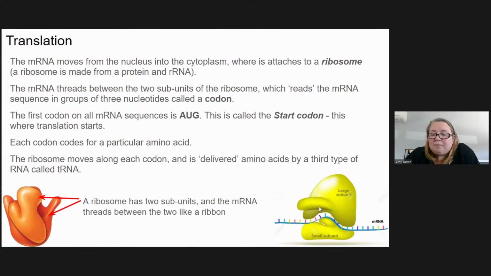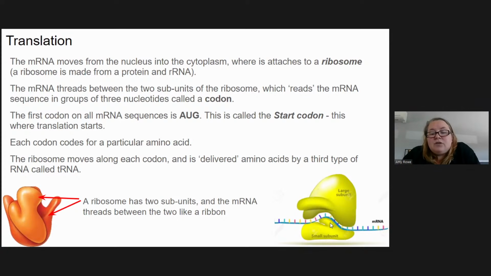So our ribosome is able to detect our mRNA strand in groups of 3 nucleotides. This is what we call a codon. Translation always begins with the first codon on all mRNA strands, which is AUG, known as the start codon. That codes for an amino acid called methionine, or MET. So our ribosome is able to locate that start codon and begin translation from that point forwards.